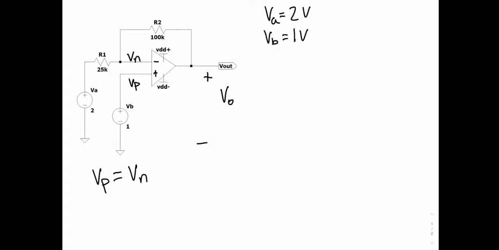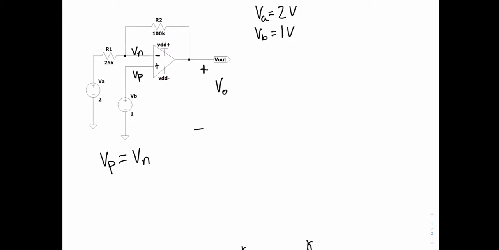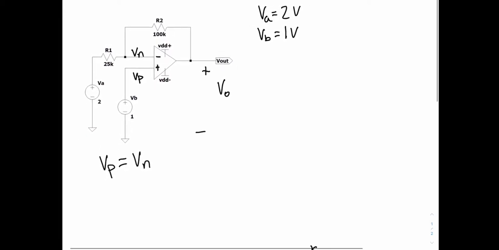Let's take a look at the differential amplifier. First of all, we know that Vp is equal to Vn. That is, the voltage entering the positive terminal is equal to the voltage entering the negative terminal. With that information, we know that Vb is also equal to Vp. Therefore, Vb is equal to Vn.